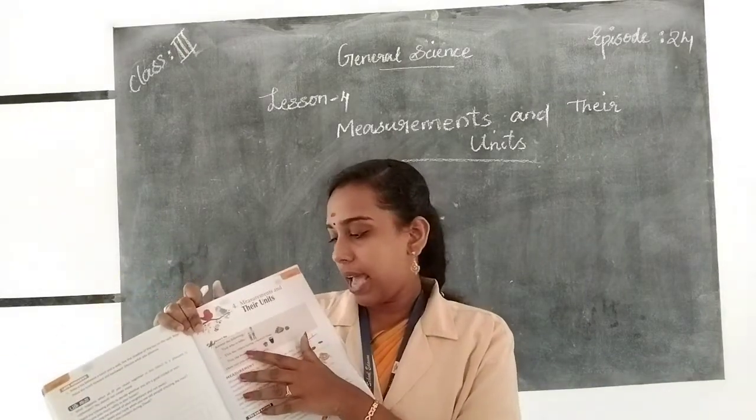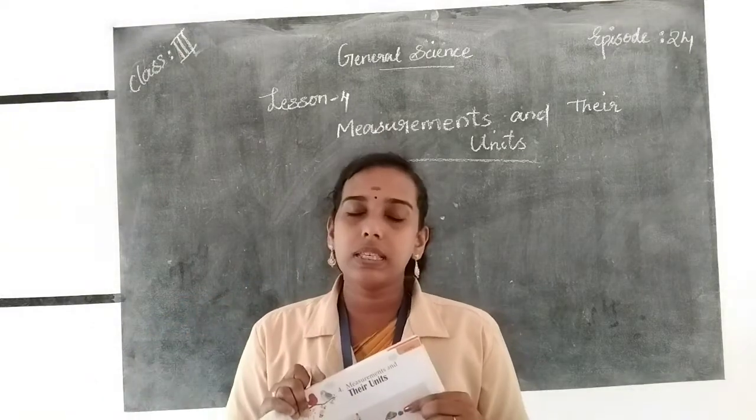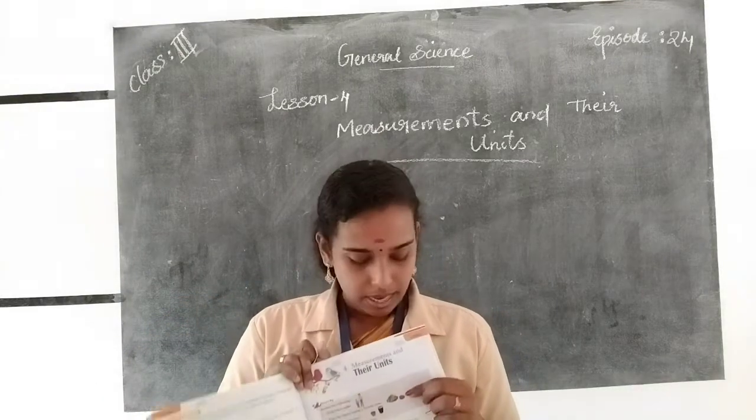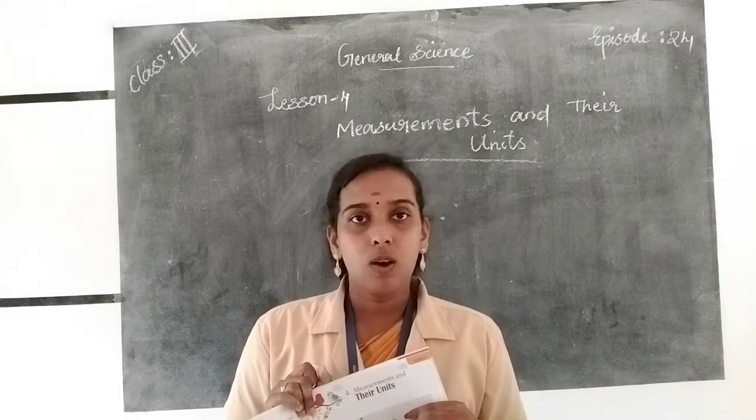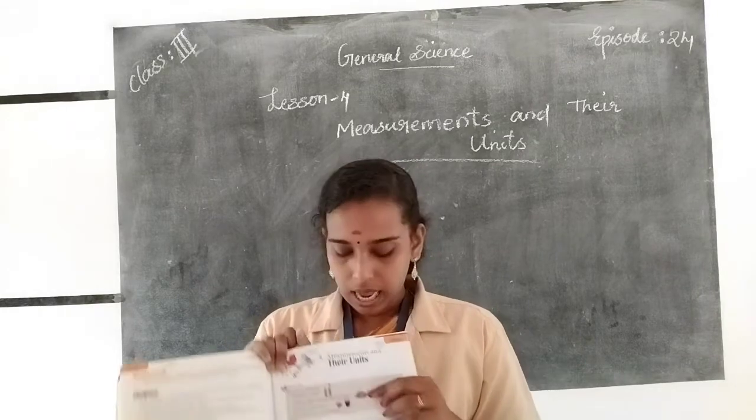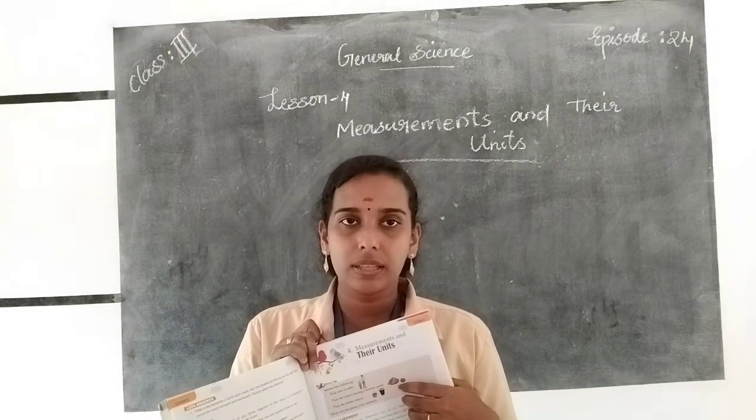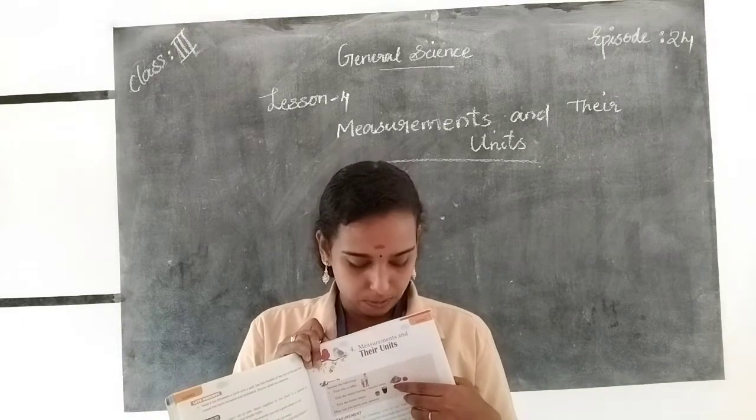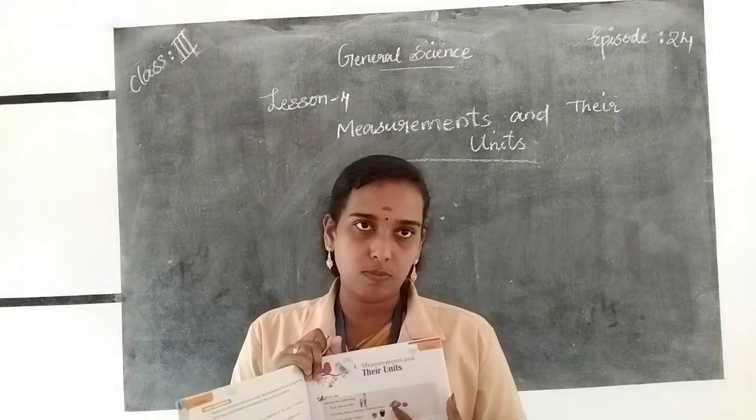Pick the object having a heavier mass. Here two objects are given. Which one has the heavier mass? The first object is heavier than the second one. The second one is lighter than the first one. So the first object is the heavier object. First object is heavier as compared to the second one. So click on the first object.